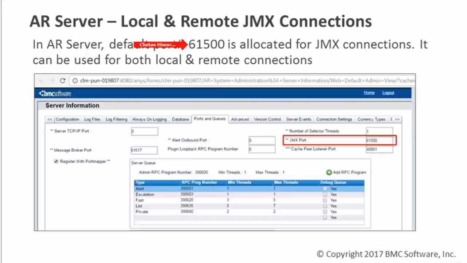I'm just logging in. So in the AR system, go to the AR System Administration Console, then go to System, General, and then Server Information. So here under the Ports and Queues tab, you will see a JMX port is already allocated for this AR system. So we can use this port, and if you want you can change it as well, but then you need to apply the changes, and then you need a server restart in that case.